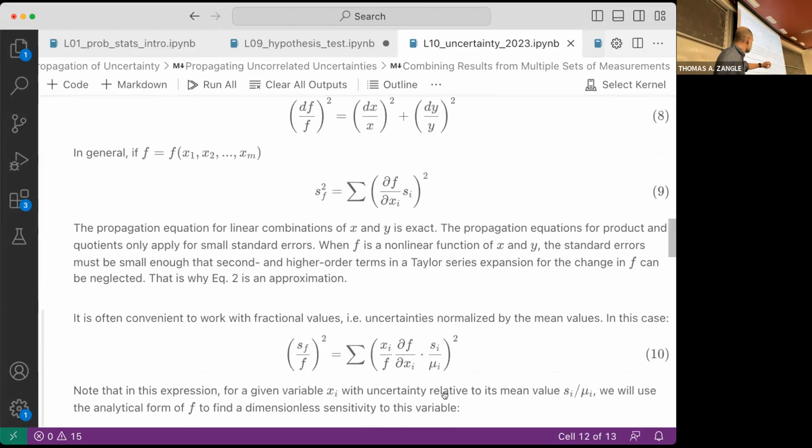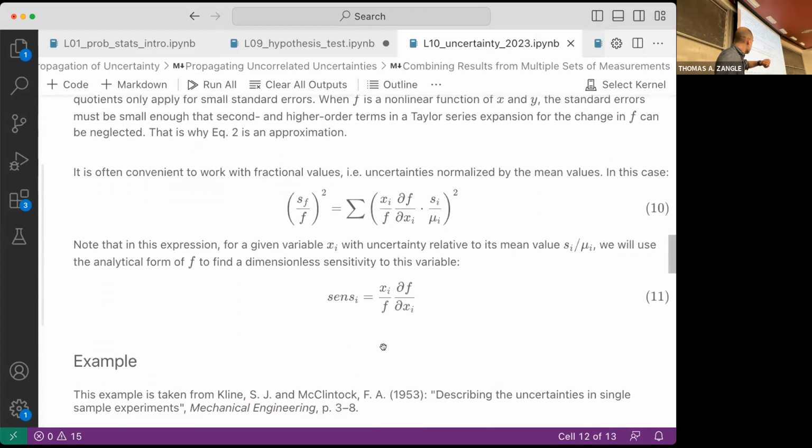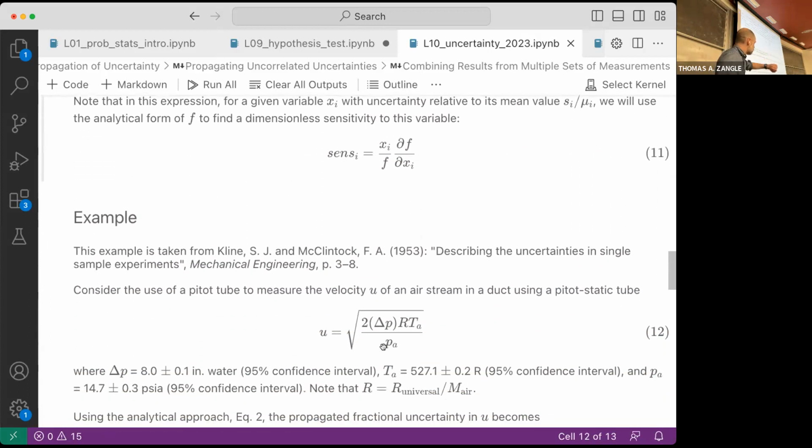And we'll see it's often convenient to work with fractional values where we normalize by the mean. And we will pick up on Wednesday with an example where we're going to apply that with our function. A given function here, again, this is a nonlinear function now, where we're looking at the velocity of an airstream based on some other values. And we'll see how we can propagate uncertainties in these values through to what the expected uncertainty is in this velocity of the airstream. Okay. All right, so we'll pick up there on Wednesday.